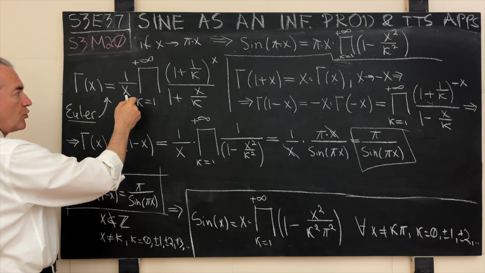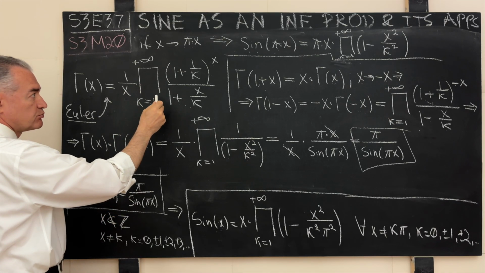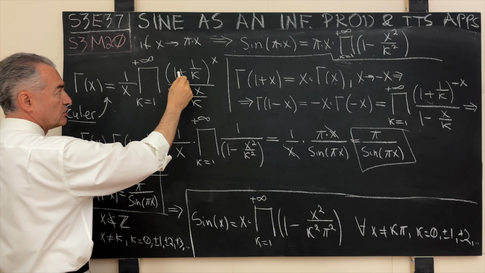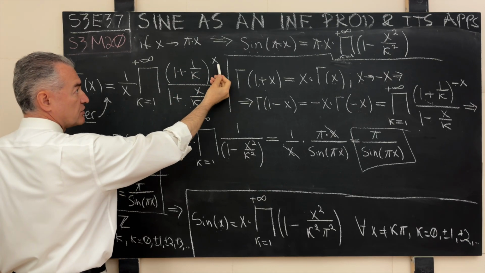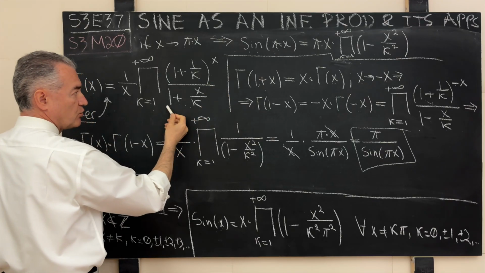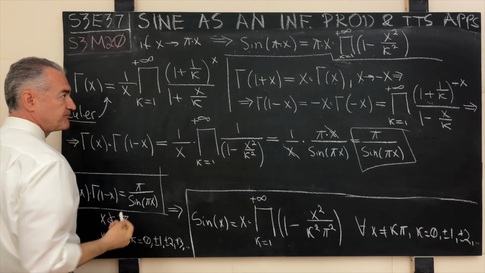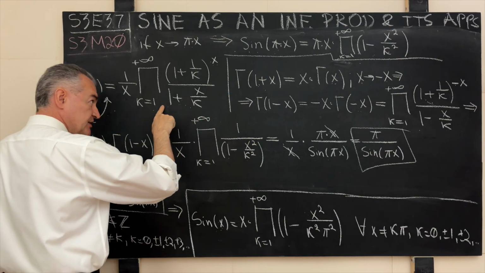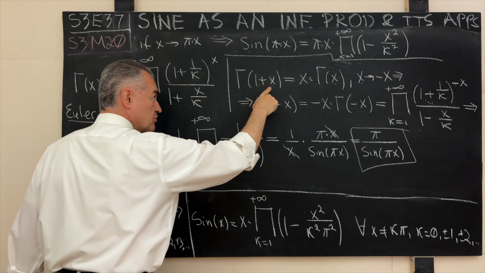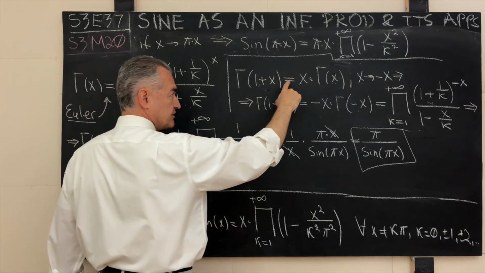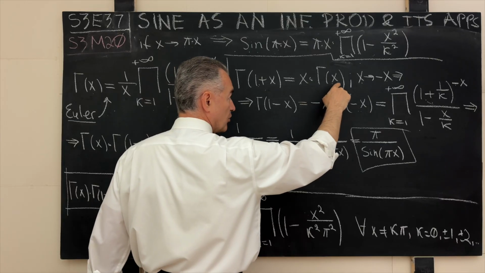So here we have 1 over x times the infinite product of the following ratio: 1 plus 1 over k raised to the power of x in the numerator, 1 plus x over k in the denominator. Using this definition, it can be shown that gamma of 1 plus x is equal to x times gamma of x.